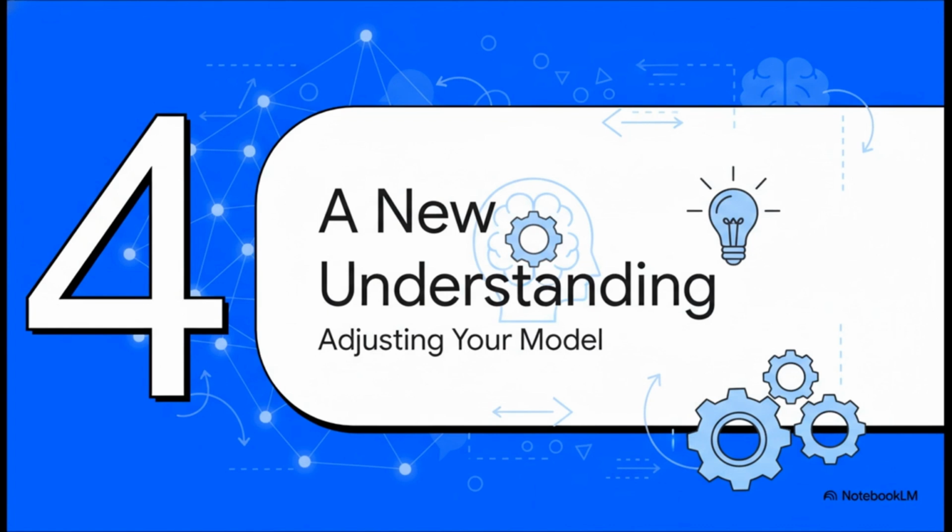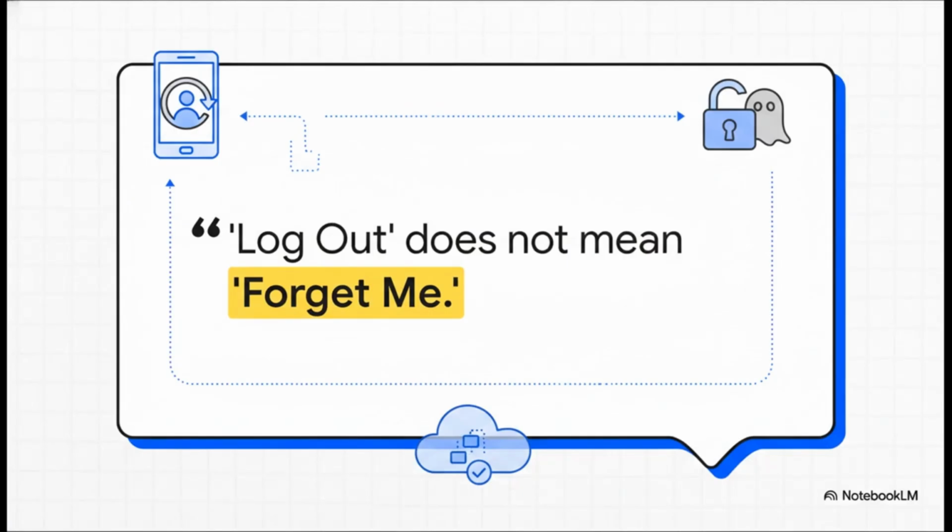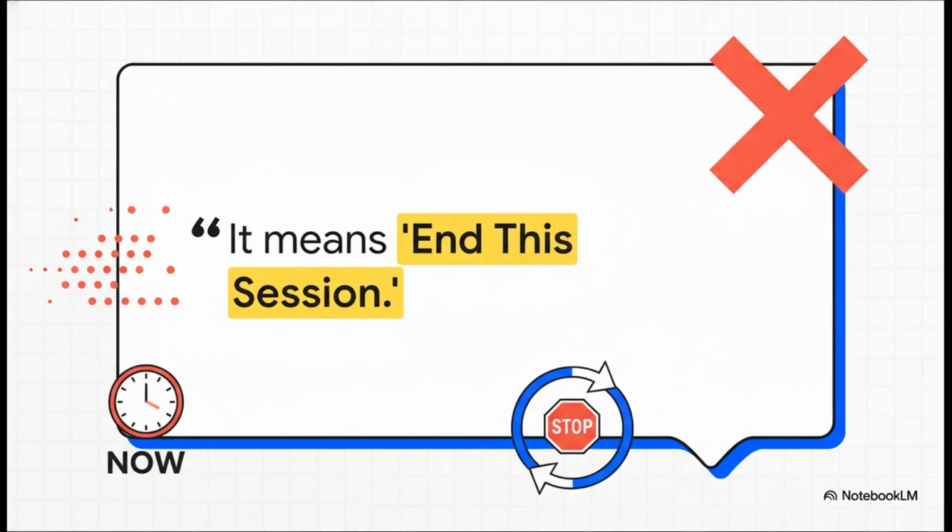So to make this all make sense, we just have to adjust our idea of what we're really telling the system when we hit that button. Here's the most important point. In the language that the system understands, log out simply does not translate to forget me completely. Its one and only meaning is end my current visit right now. It's a command that's all about the present moment, not about the future.